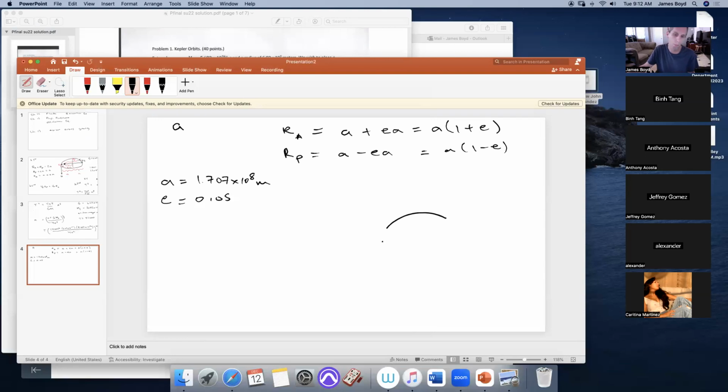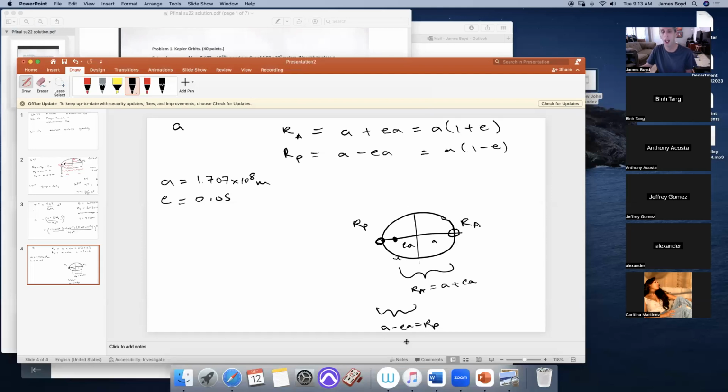Now remember, what these are is if the sun is sitting here, the point nearest to the sun is our RP. The distance furthest from the sun is RA. This is EA, this is A, and this side is A. So RA is A plus EA. RP is A minus EA. If I took A and subtracted off EA, I would get RP.